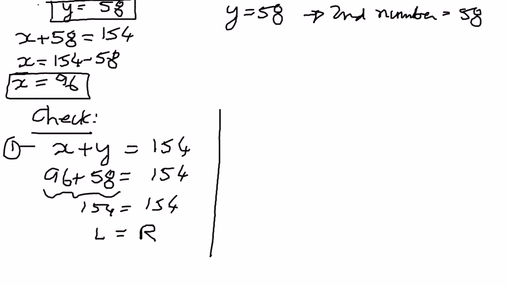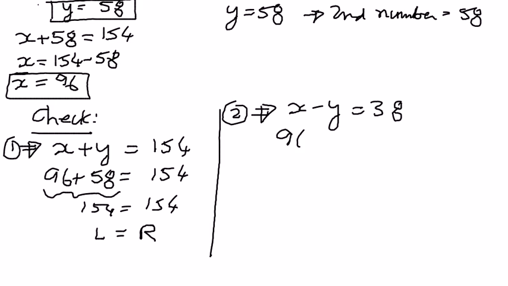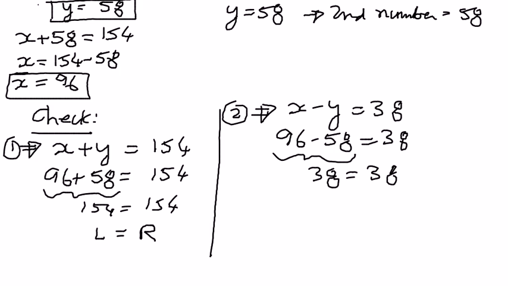This is equation number 1. It also should satisfy the second equation, and we said the difference of those same two numbers, x minus y, should be equal to 38. The value of x we have is 96, and the value of y we have is 58, and that should equal 38. When we subtract 58 from 96, we get 38, and that is exactly equal to what we have on the right hand side. Therefore the left hand side is exactly equal to the right hand side, and therefore the values of these two numbers which we've obtained are exactly correct.